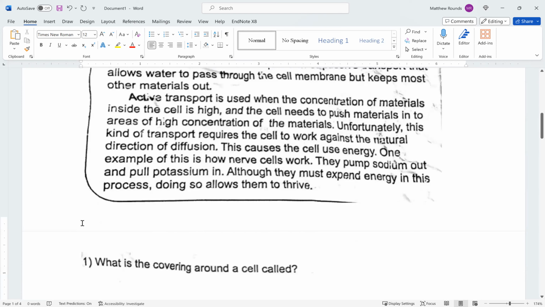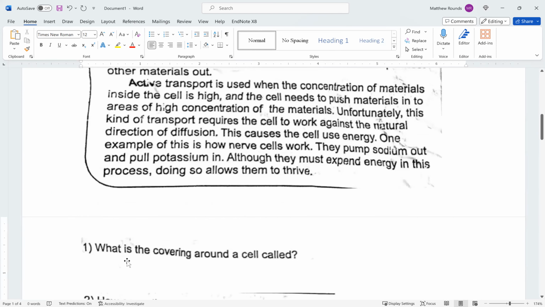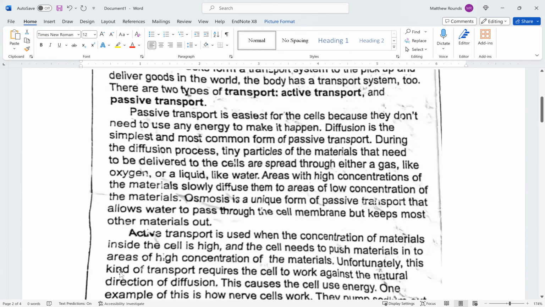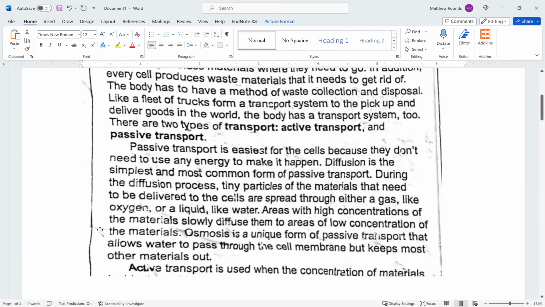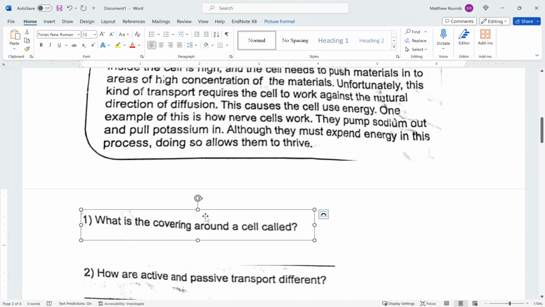Let's go and read question number one. What is the covering around a cell called? Okay, so go back to the very first paragraph, and if you need to, read it one more time to yourself. But what is the covering around a cell called?